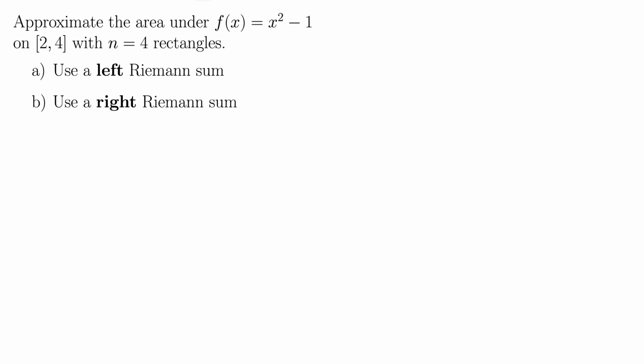This example asks us to approximate the area under f of x equals x squared minus 1 on the interval from 2 to 4 with n equals 4 rectangles. For part A, it says use a left Riemann sum, and for part B, use a right Riemann sum. Okay, well, it's always helpful to start with a sketch so we can work off that rather than trying to do this all in our heads.